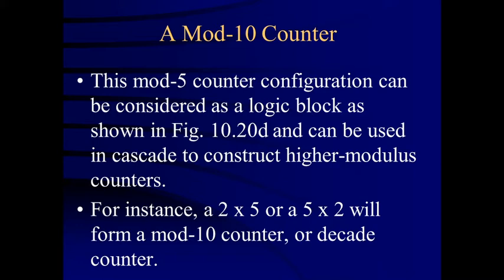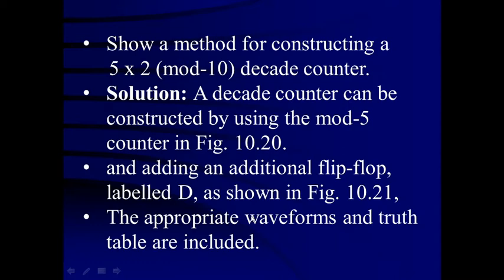So we'll read here: this mode 5 counter configuration can be considered as a logic building block as shown in figure 10.20d and can be used in cascade to construct a higher modulus counter. For instance, a 2 by 5 or a 5 by 2 will form a mode 10 counter, which is known as a decade counter. Show a method for constructing a 5 by 2 mode 10 decade counter. So how can a 5 by 2 mode 10 decade counter be constructed?